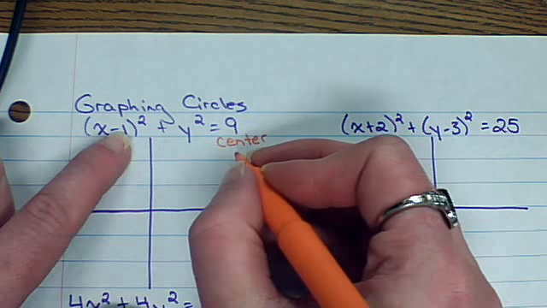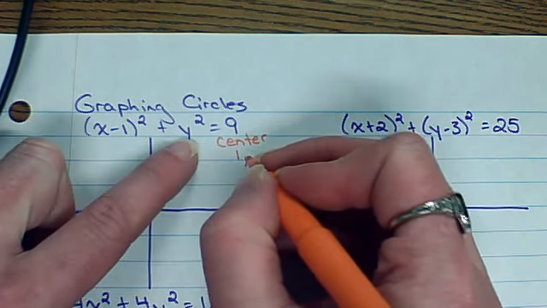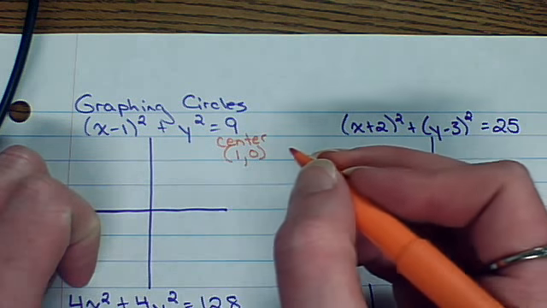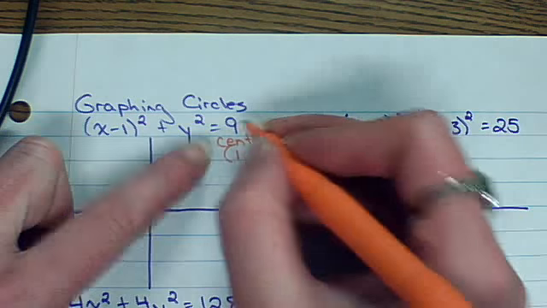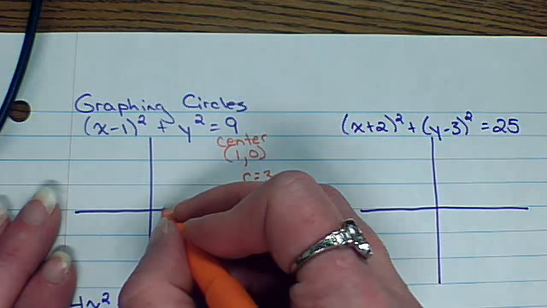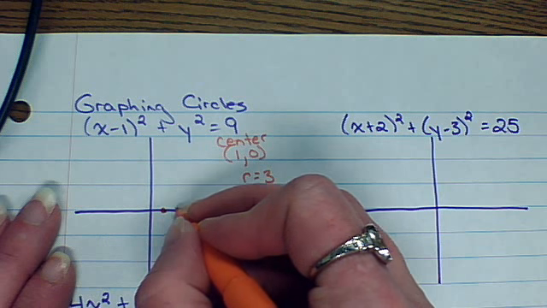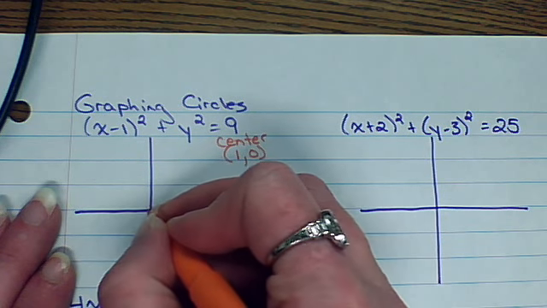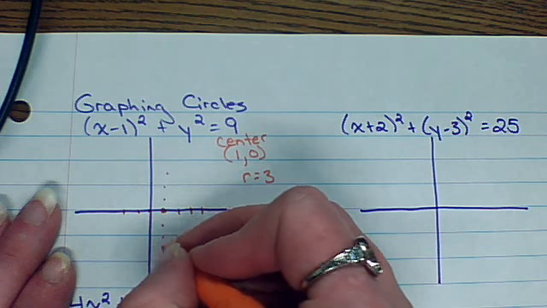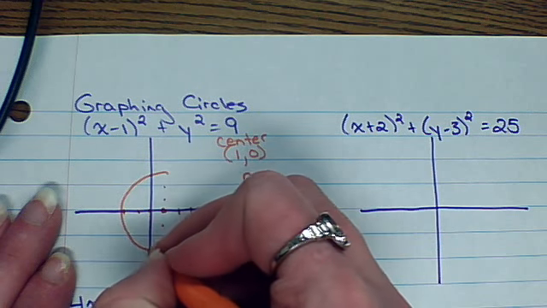X minus would be a 1. Y minus, well, nothing, so that's a 0. So my center is at (1, 0). My radius is the square root of the other side, so the radius is 3. So I would go center is (1, 0), and we're going to go out 1, 2, 3, 1, 2, 3, 1, 2, 3, 1, 2, 3, and draw a circle.